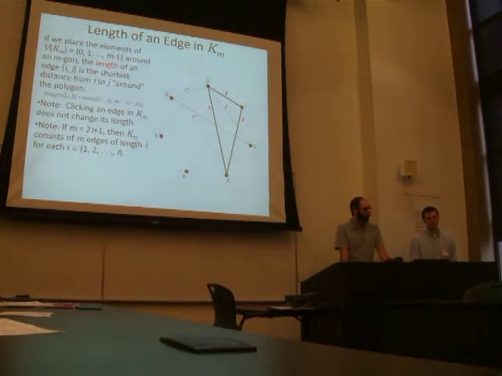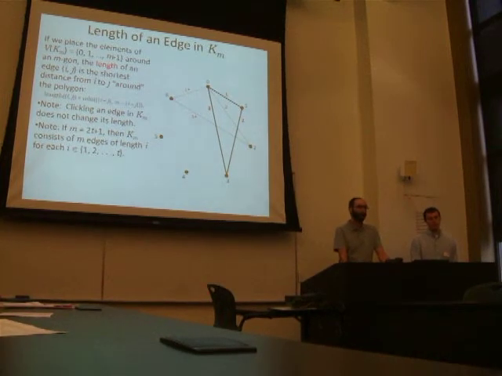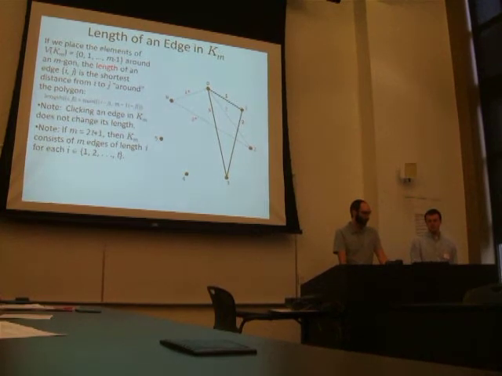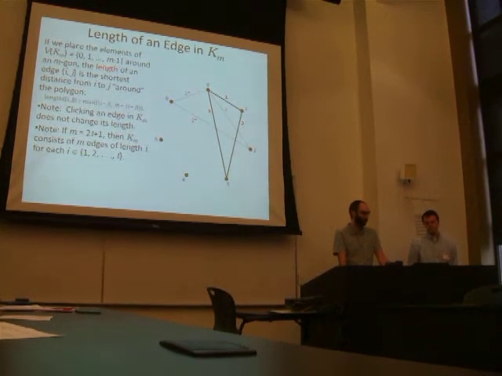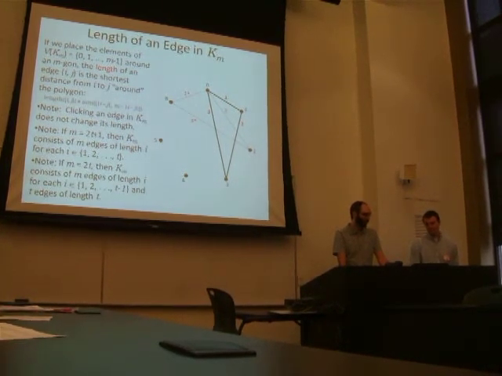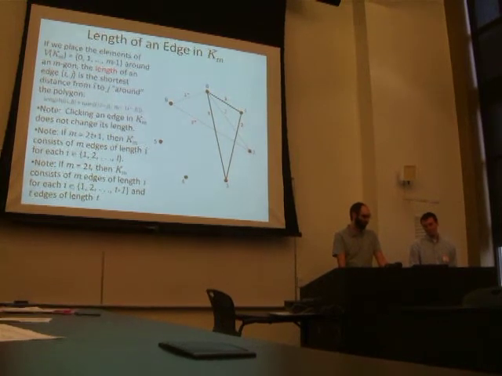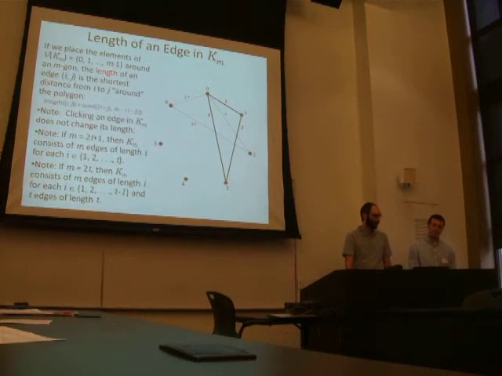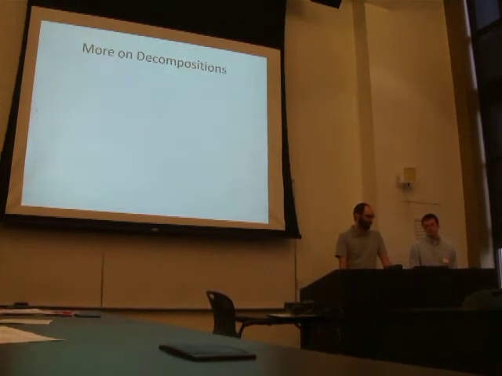Also, if we let m equal 2t plus 1, then we have an odd number of vertices, and Km consists of m edges of length i for each i in the set 1 up to t. However, if m equals 2t, so it's an even number of vertices, then Km consists of m edges of length i for each i in the set 1 up to t minus 1, and t edges of length t.